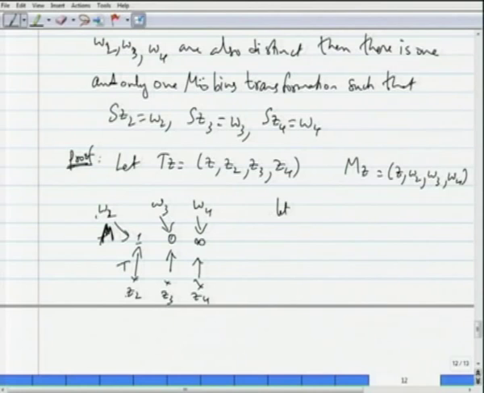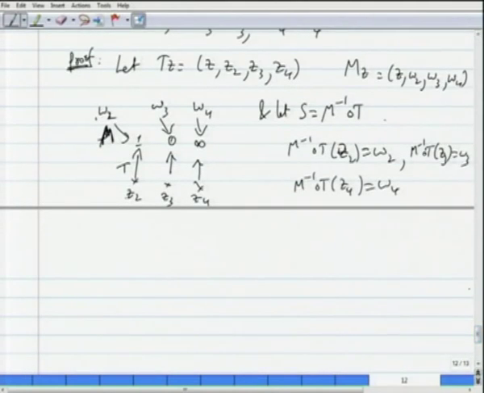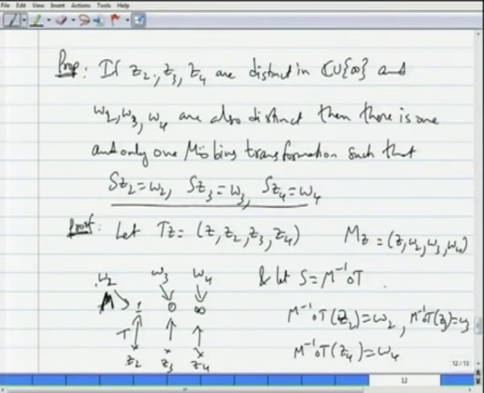Then you notice that, let S equal M inverse circle T. So, M inverse circle T takes Z2 to W2, Z3 to W3, and Z4 to W4. So, it satisfies the requirement for S.